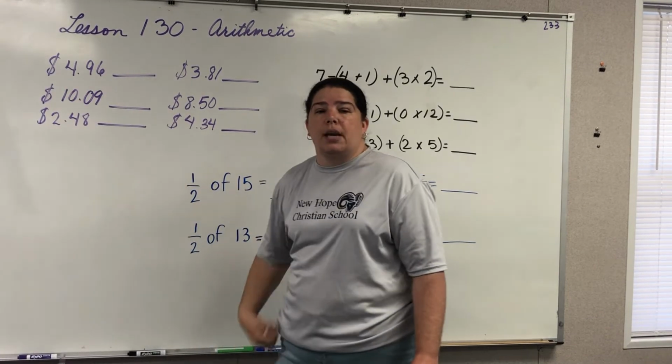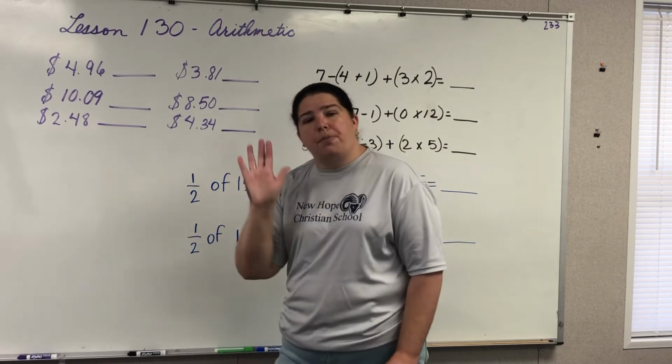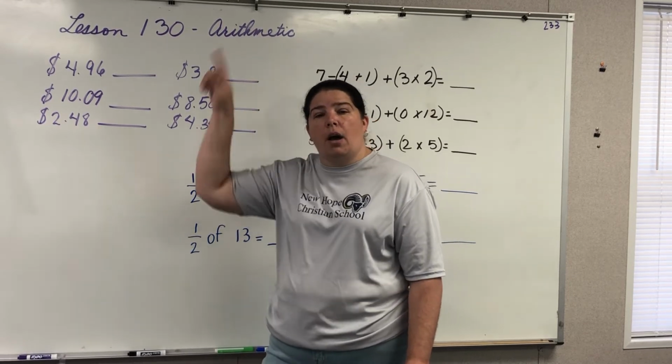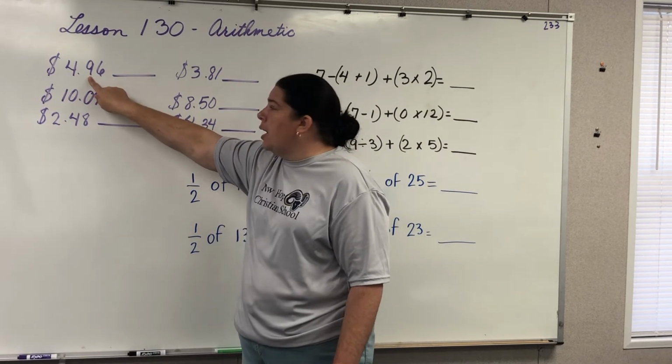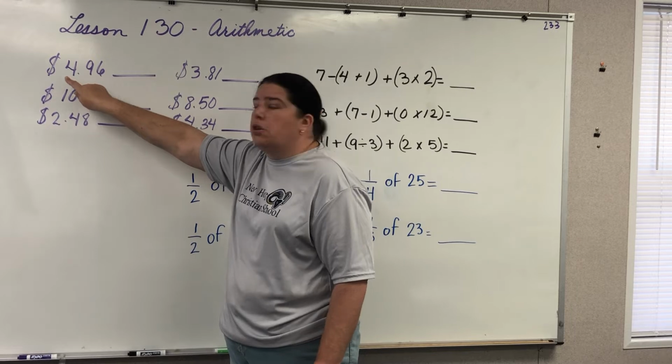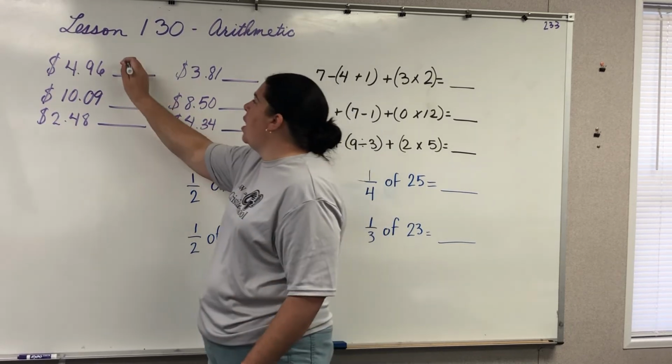Do you remember the saying? 4 and below, you round down. 5 and above, you round up. So this 9 tells us to round up. So this 4 will change to a 5, and you will have $5.